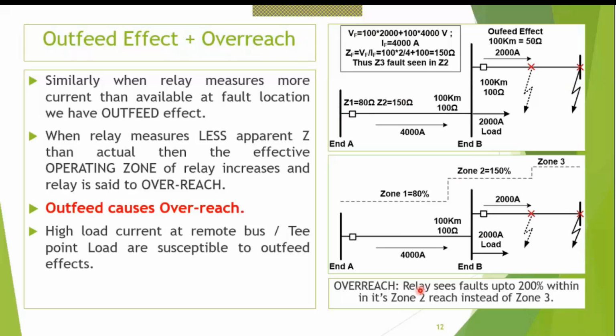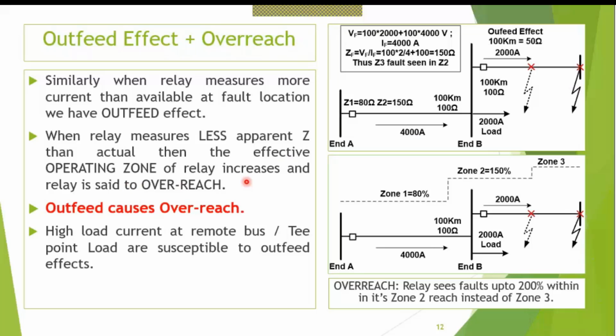Okay. So what happens is the relay sees faults up to 200% within its zone 2 reach instead of zone 3. So a 200% fault is being seen as a 150% fault. Now let's see what has been written. Similarly, when the relay measures more current than available at the fault location, we have outfeed effect. When the relay measures less apparent impedance than actual, then the effective operating zone of the relay increases. I had set this relay to operate till 150 ohms or 150 kilometers, but this fellow is operating up to 200 kilometers. So that is called overreach.